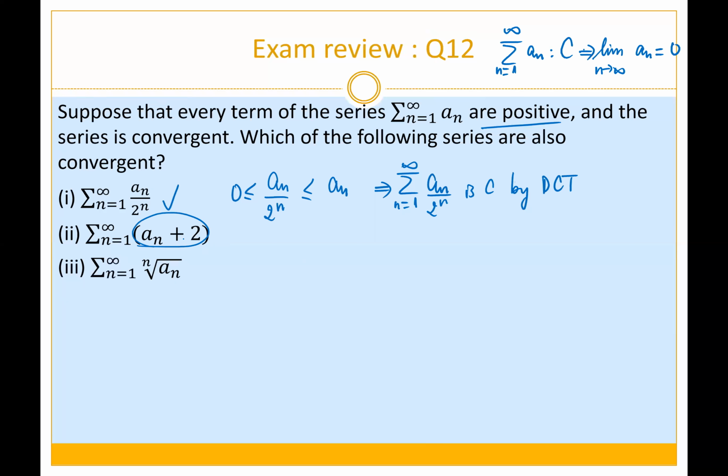However, if you look at the term here, since we have the limit of n approaching infinity of a_n is 0, the limit of n approaching infinity of a_n plus 2 is equal to 2 and different from 0. So this series is divergent by the test of divergence.